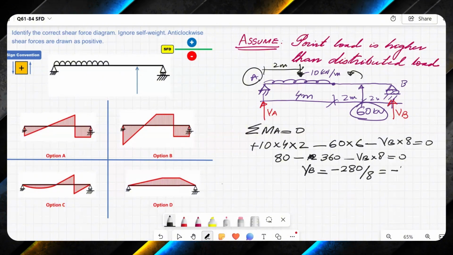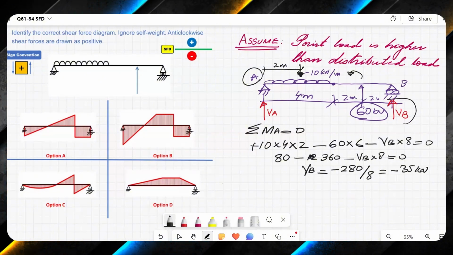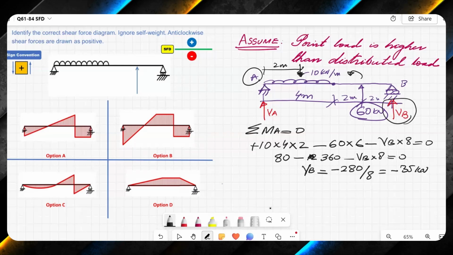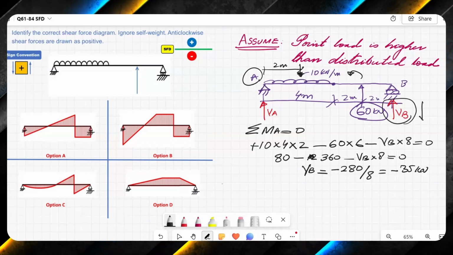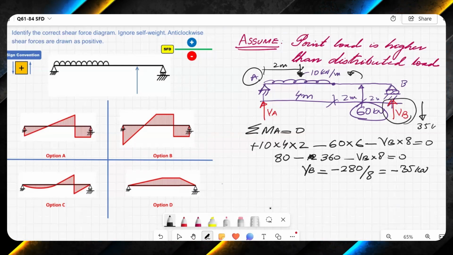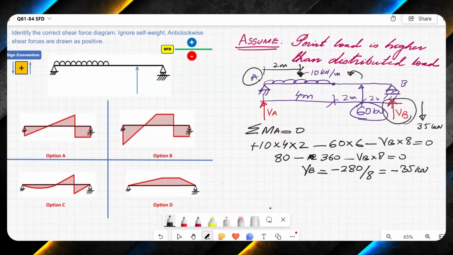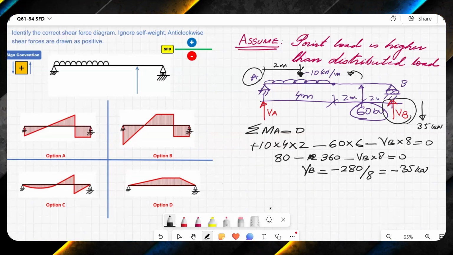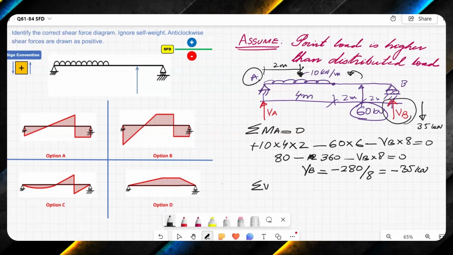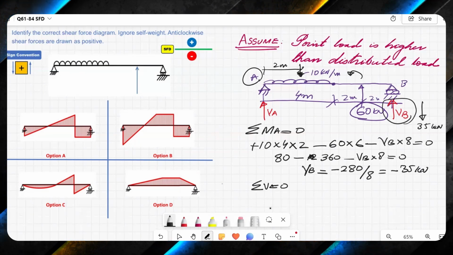This will be minus 35 kilonewton. It means that the direction is not upwards, it is downwards. I can say that here it is downwards 35 kilonewton. So VB is downwards. So if I sum up all the forces, the summation of vertical forces is equal to 0.